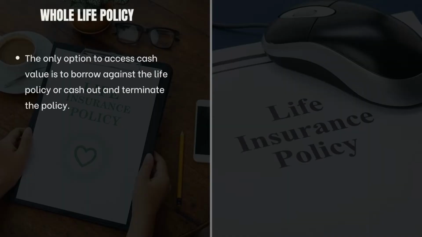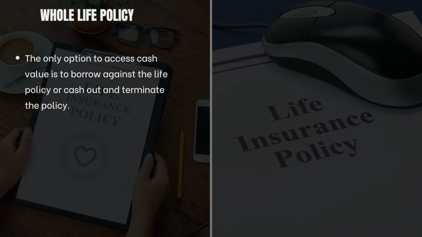This allows the insured to have the flexibility to vary payment to adjust to life situations as necessary. Of course, they always have to be conscious of the fact that variations will affect the longevity of the policy, cash value, and coverage. Other features of a flexible life policy include how cash value can be utilized. In a whole life policy, the only option to access cash value is to borrow against the life policy or cash out and terminate it.